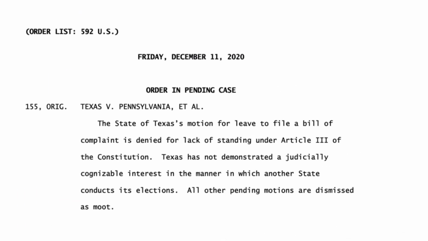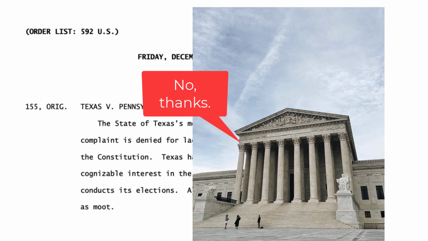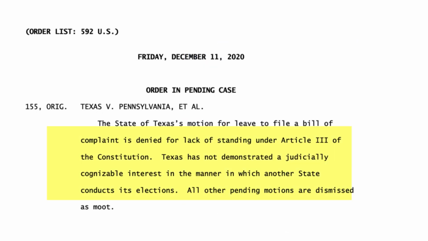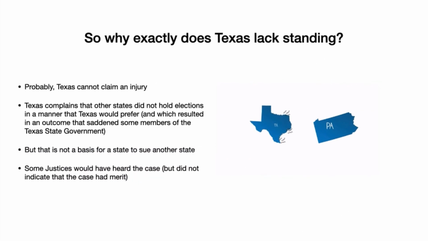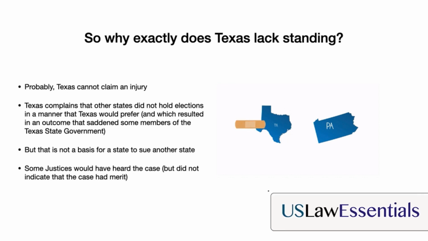But in its order, the Supreme Court said, well, Texas, you lack standing. Texas, you have not demonstrated a judicially cognizable interest in the manner in which another state conducts its elections. So the court doesn't exactly explain why it is that Texas lacks standing, but I think we can draw some reasonable conclusions. Probably the reason why Texas lacked standing was because Texas can't really claim an injury for purposes of Article 3, for purposes of creating a case or controversy.